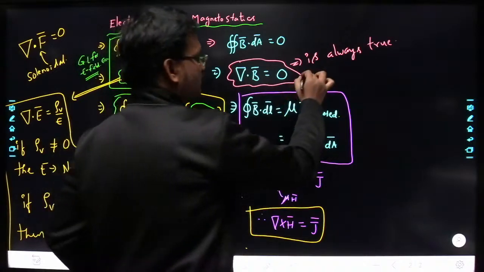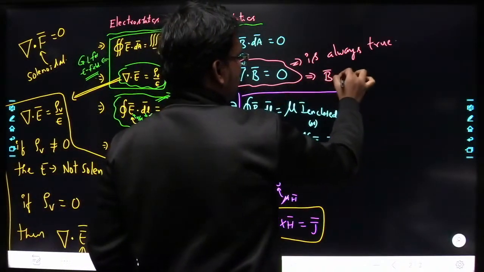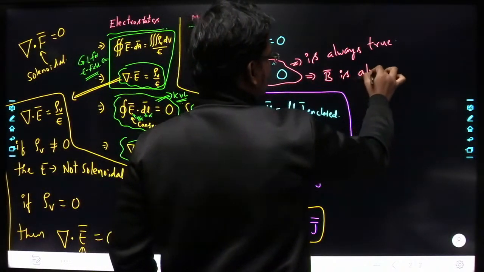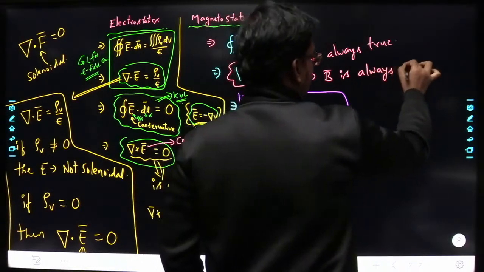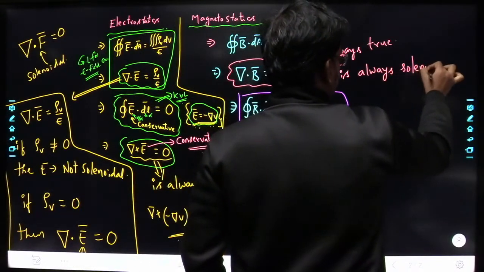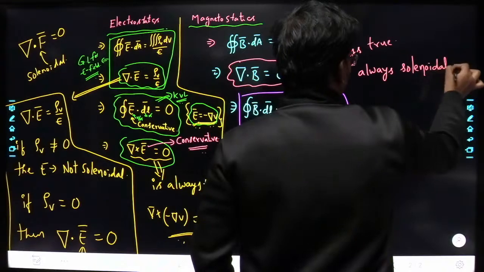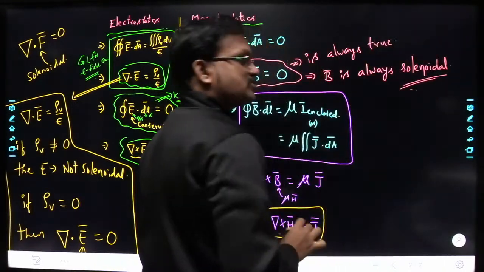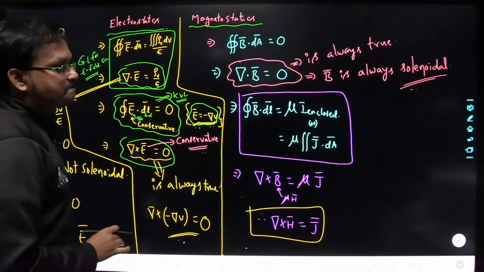So this implies B bar is always solenoidal.